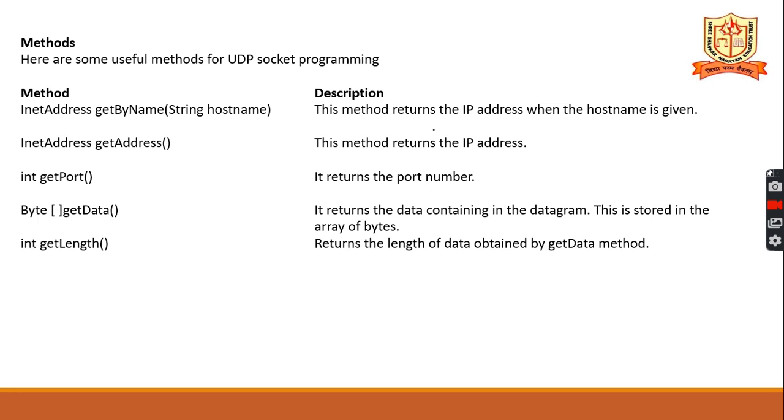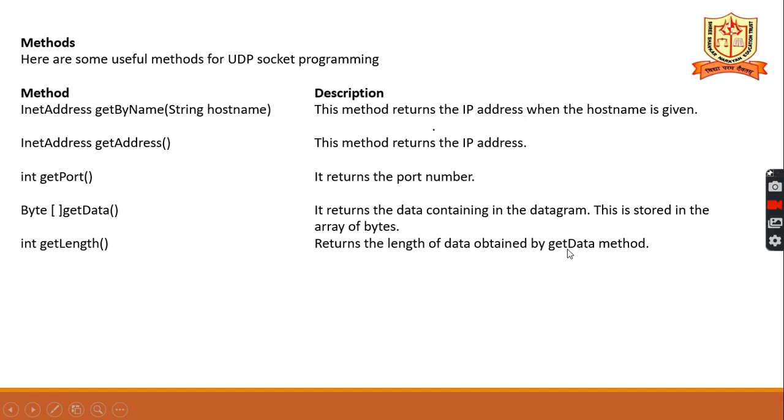A method in UDP socket programming is InetAddress.getByName(String hostName). This method returns the IP address when the host name is given. The getAddress method returns the IP address. getPort returns the port number. The byte array getData returns the data contained in the datagram, stored as an array of bytes. The last method, int getLength, returns the length of the data of the datagram. So that completes your fourth unit.